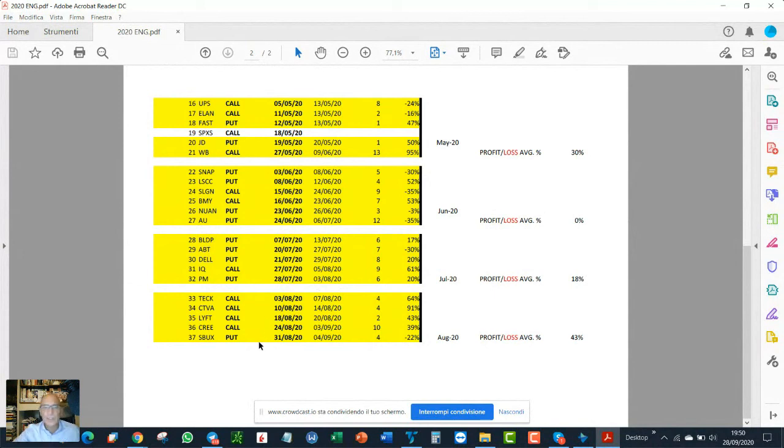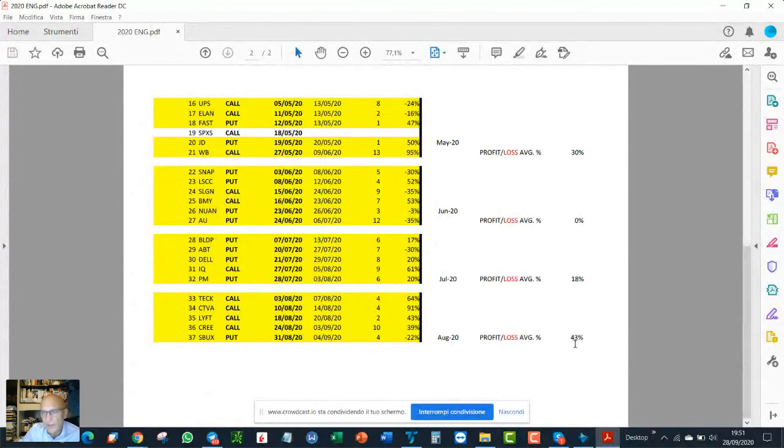And then we have August. August so far is one of the best months, even though there is a saying on Wall Street, sell in May and go away, because usually August is one of the worst months of the year. But in our case, with the five trades that we did in that month, we got a profit of 43%. Which is a very, very good performance for that month.